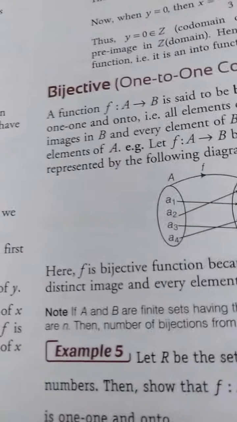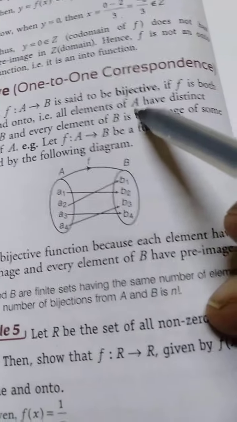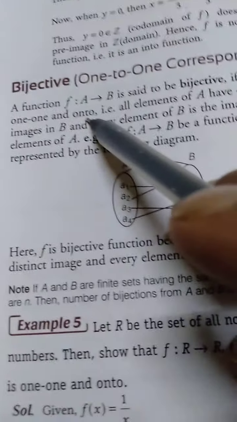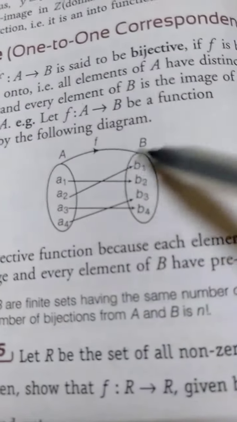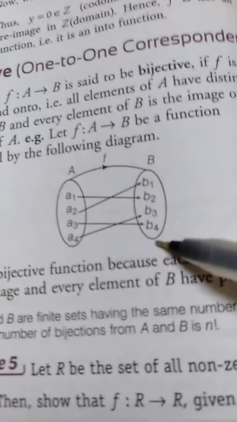Okay, and if the function is both one-one and onto, then we say it is a bijective function. This term may come in the exam, so if you don't know the meaning: a function is said to be bijective if it is both one-one and onto. So all are singly related, and there is no extra element in B. Onto means there should be no extra element. As you can see here, y1, y4 are extra elements. So here there should be no extra element. That is called an onto function.